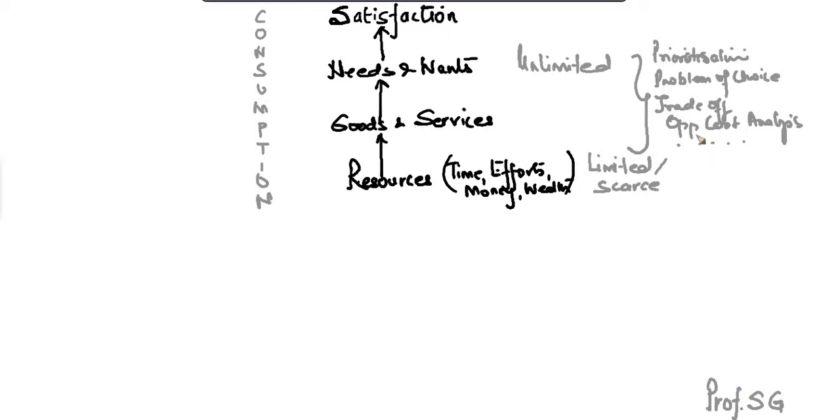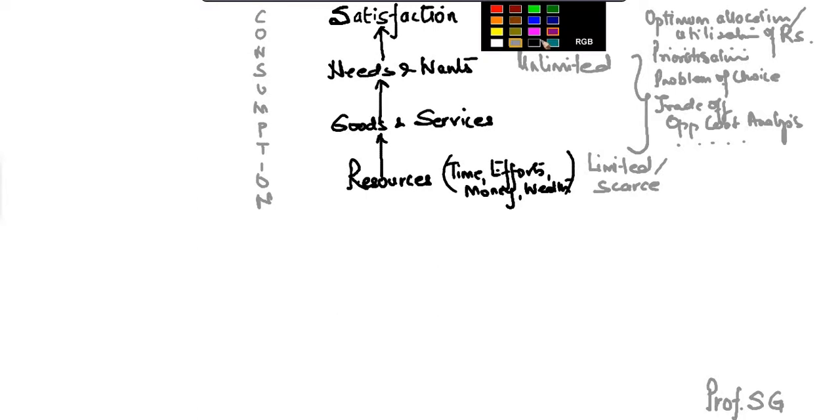So these are the problems related to optimum allocation of resources. So we may say that this leads to the problem of optimum allocation or utilization of resources. So this is one side of the economic activities called consumption. Now there can be the other side to it. And what's that other side?